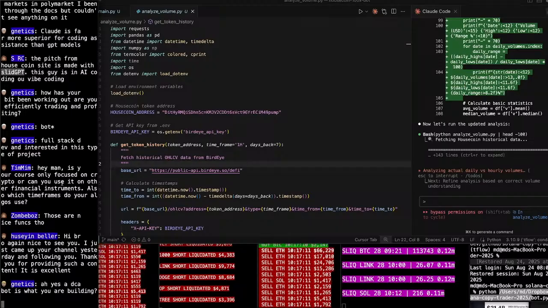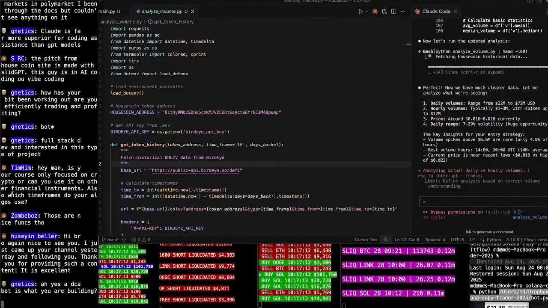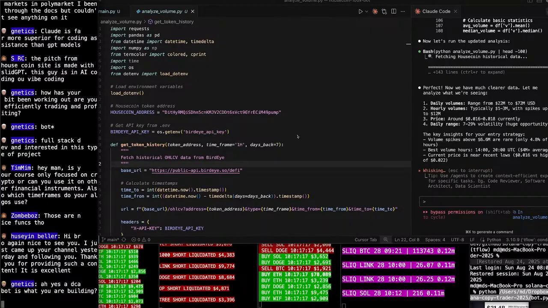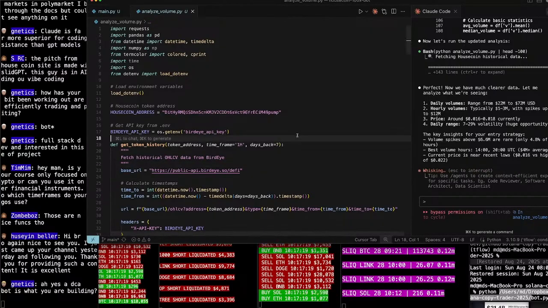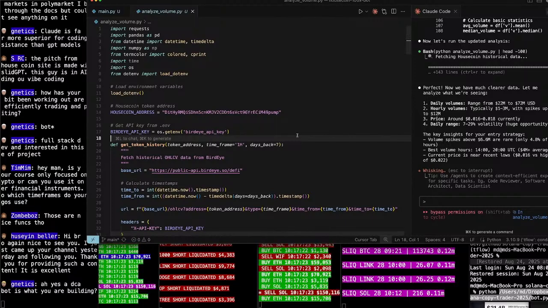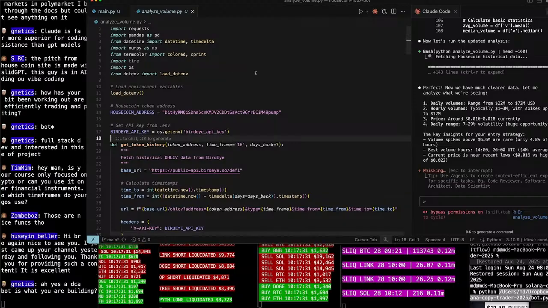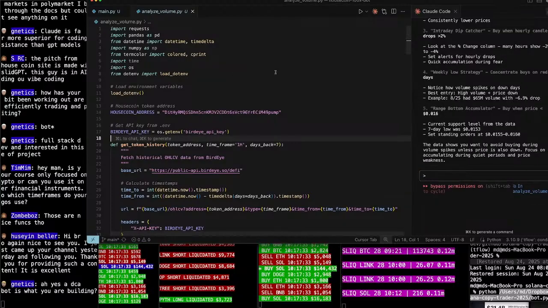Hey man, is your course only focused on crypto, or can you use it on other financial instruments? And also, which timeframes do your algos use? I look at all timeframes, but I tend to look at longer timeframes because it's a little easier. So the way I like to start, or suggest people start, I'm not a financial advisor, but it's easier to find edge on like the daily, the 4 hour, as opposed to the 1 minute, 1 second, you know? So work your way down.